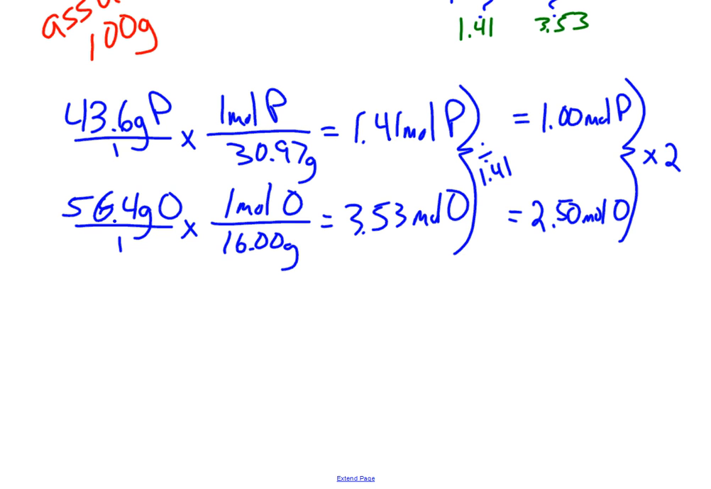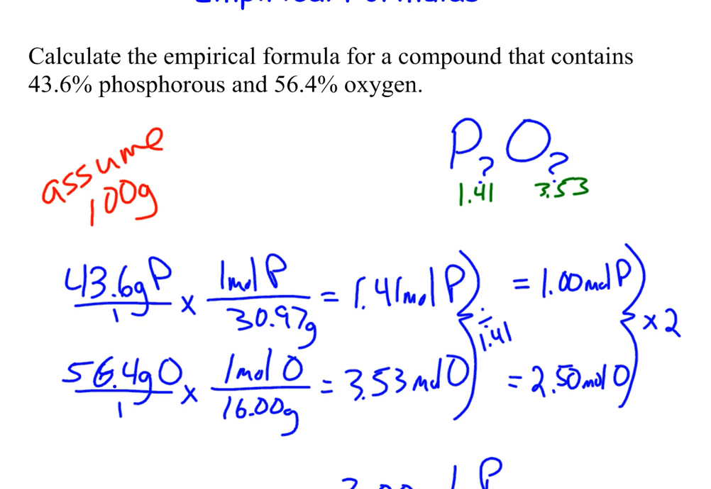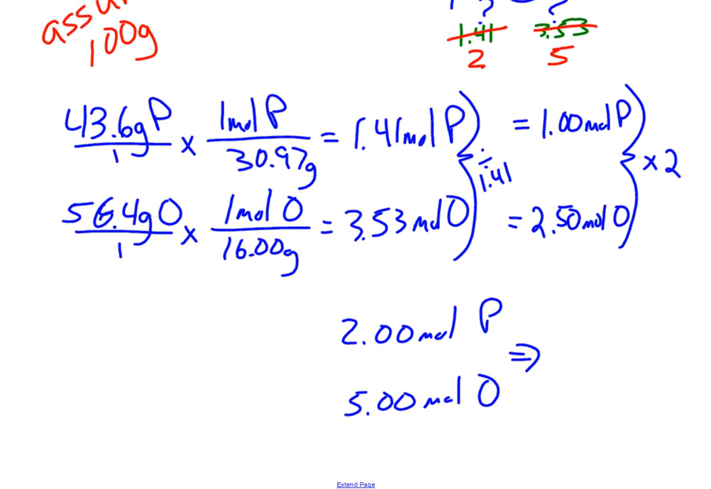So if we multiply by 2, we end up with 2.00 moles of phosphorus and 5.00 moles of oxygen. And so now we can go back up to our formula and plug those numbers in. So phosphorus 2, oxygen 5. So the empirical formula would be P2O5. Now it's important to remember that this is not the molecular formula, this is the empirical formula.